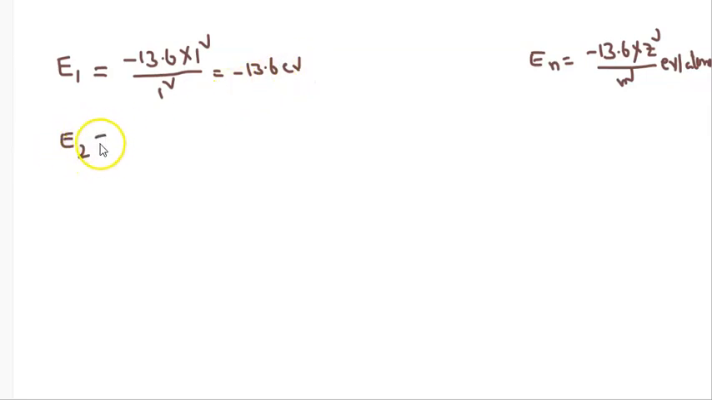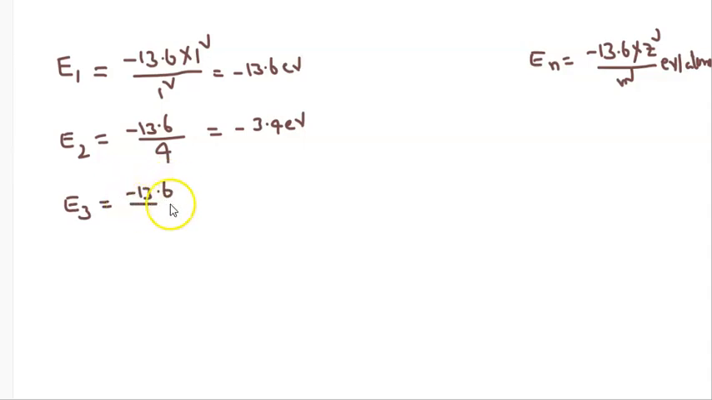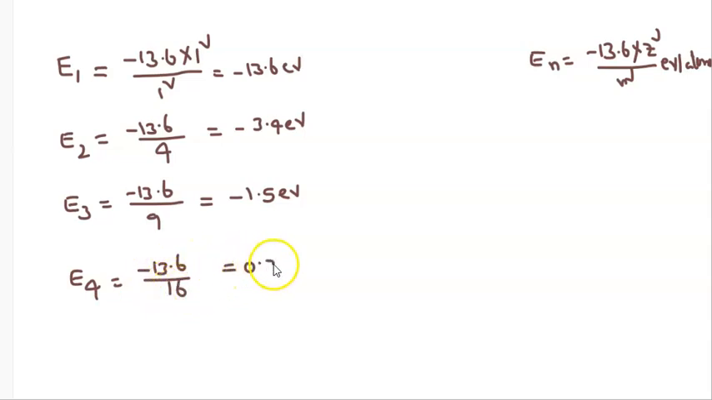And E2 for the hydrogen atom is minus 13.6 by 4. That will be equal to minus 3.4 electron volts. If you are calculating the value of E3, then that will be minus 13.6 by 3 squared, that is 9. That will be equal to about minus 1.5 electron volts. And for E4, minus 13.6 by 16, that will be equal to minus 0.8 electron volts.